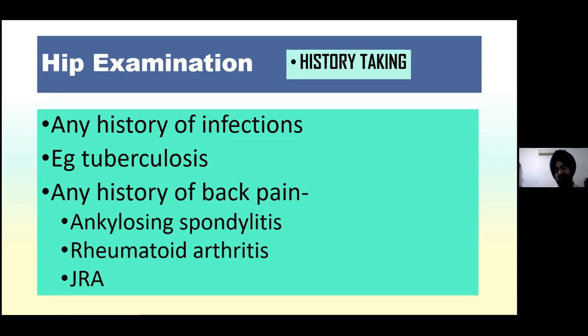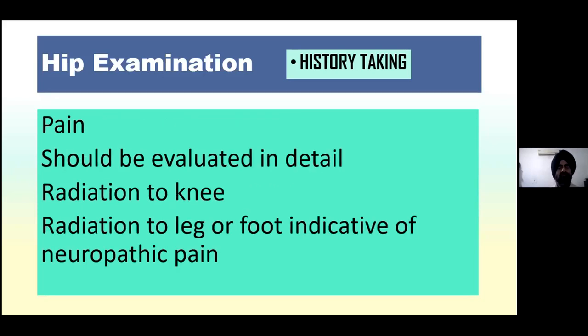We should ask about any history of back pain like ankylosing spondylitis, rheumatoid arthritis, or juvenile rheumatoid arthritis, because these diseases closely mimic the diseases of the hip. The symptoms may overlap or mislead us in the diagnosis. The pain should be evaluated in detail, whether it is radiating to the knee or right up to the leg or foot, which is more indicative of a neuropathic pain like sciatica.